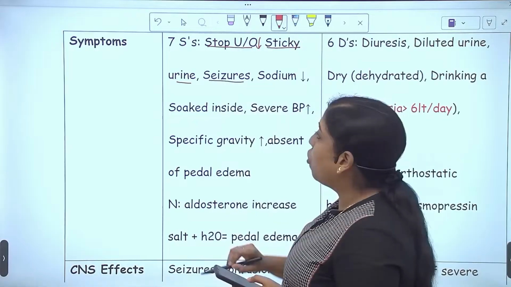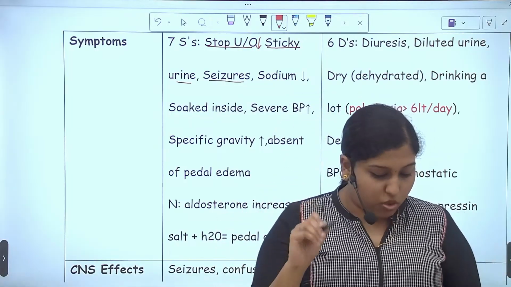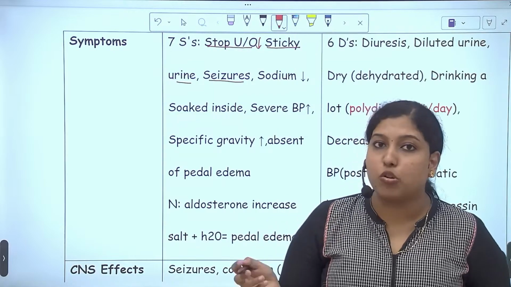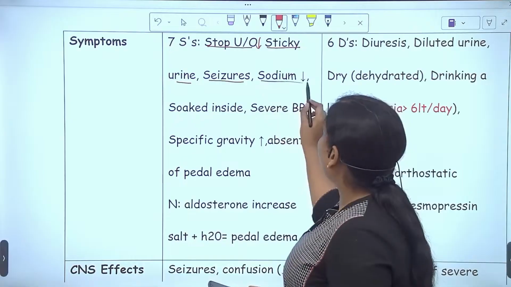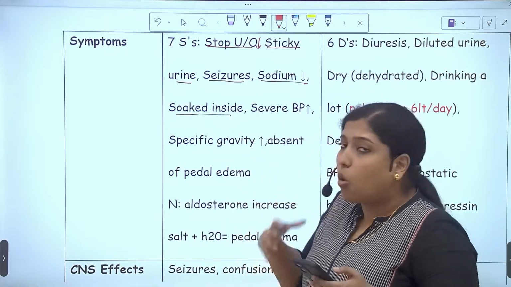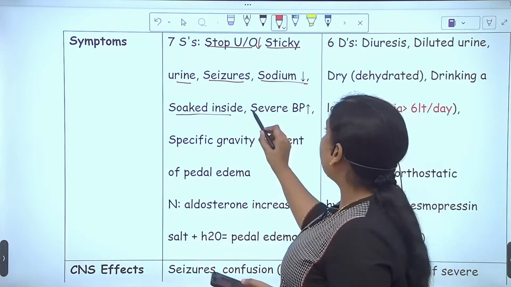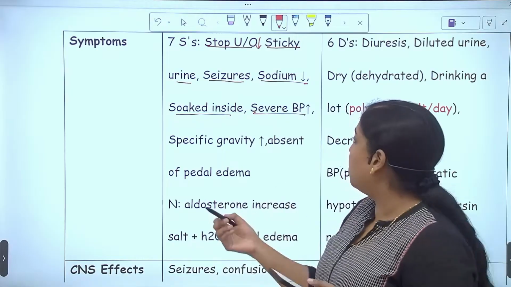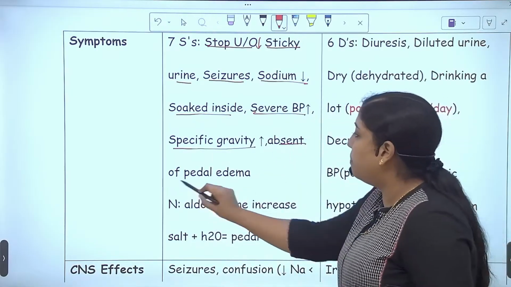And the patient will go for seizures. Whenever the patient has hyponatremia, the patient is going to produce seizure-like symptoms because of the cerebral edema, right? The sodium level is decreased, water moves inside the cells, which is going to cause cerebral edema followed by seizures. And the patient will have severely increased blood pressure, and the specific gravity of the urine is increased, and there is absence of pedal edema.